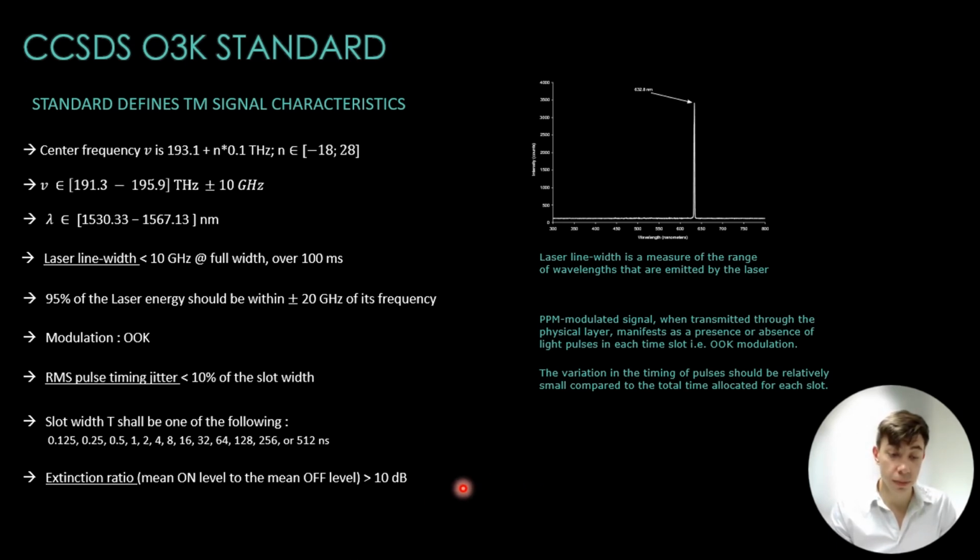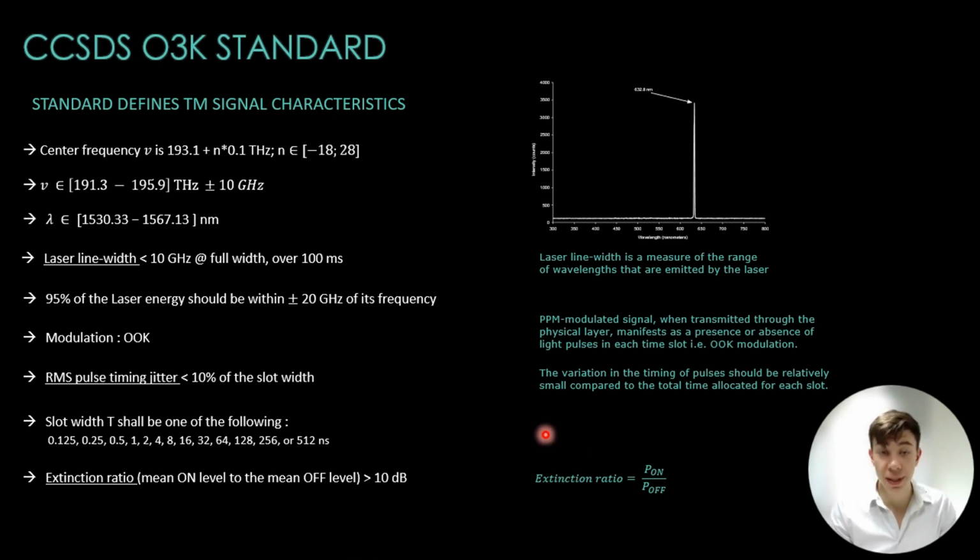Extinction ratio. The extinction ratio, the ratio between the mean on optical power and the mean off optical power, must exceed 10 decibels. This ensures a clear distinction between the two states and improves signal detection.